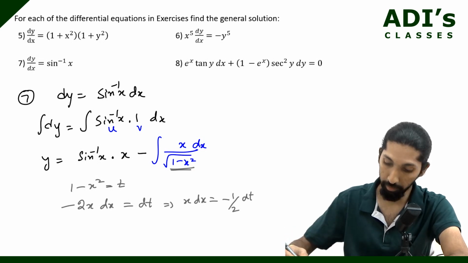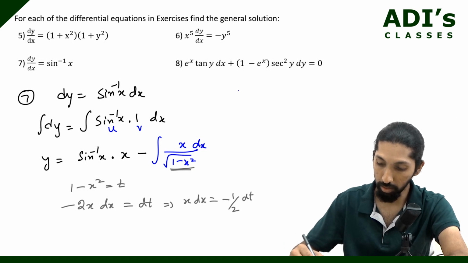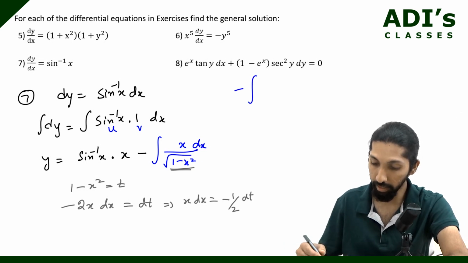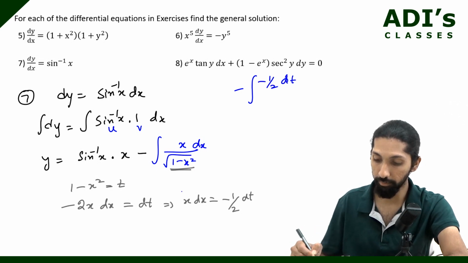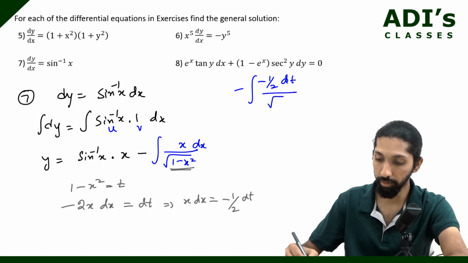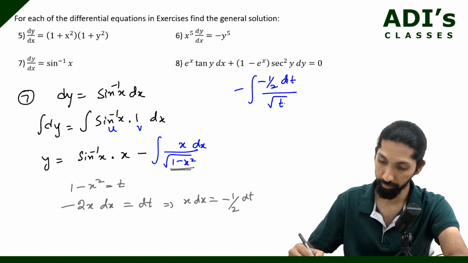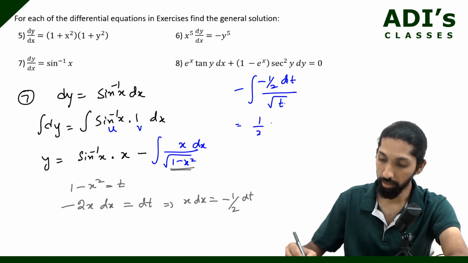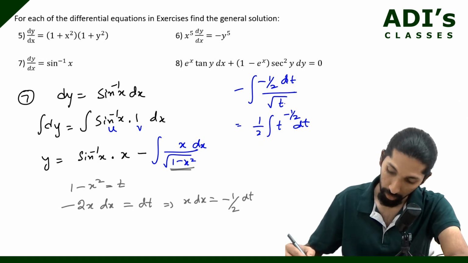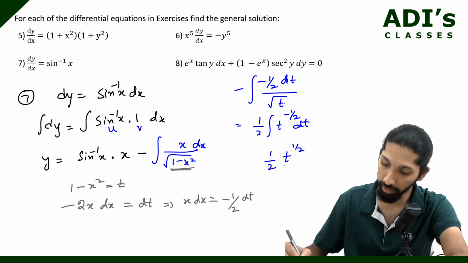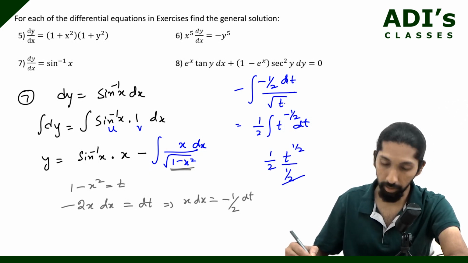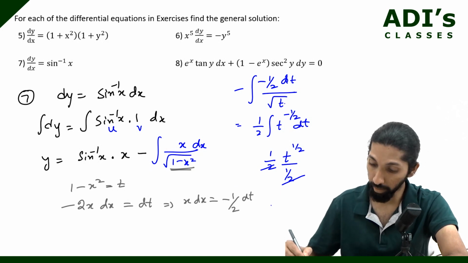Substitute. That means we have a minus sign, minus of x into dx, which is minus half dt divided by root of t. Correct. Half t power minus half dt. So, which is going to be 1 by 2 t to the power of half divided by half. Half and 2 cancel out. So we end up with just t to the power half.